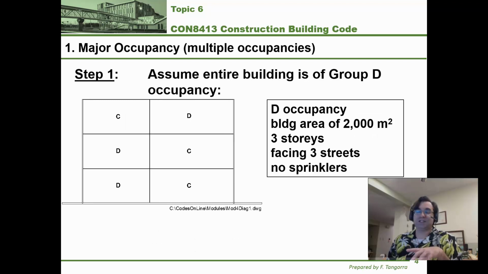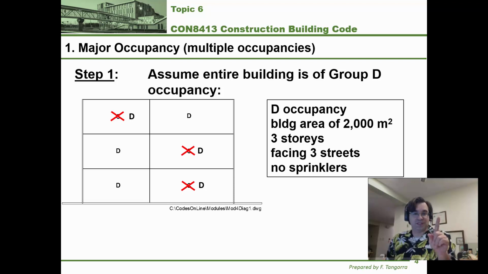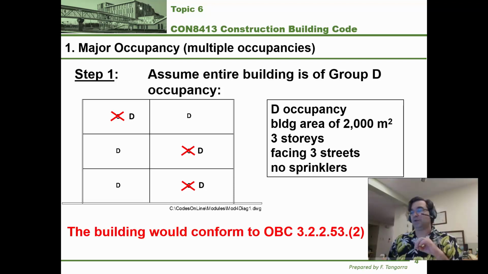So in this case, we have C and D occupancies. Let's pretend the building is all D occupancies. Every one of the C occupancies is now a D occupancy, so that the building has only one occupancy. According to topic 5, we know how to do that. If we go through what we learned in topic 5, we would find that 3.2.2.53 governs. Please try this out. Confirm that you can get the same result.